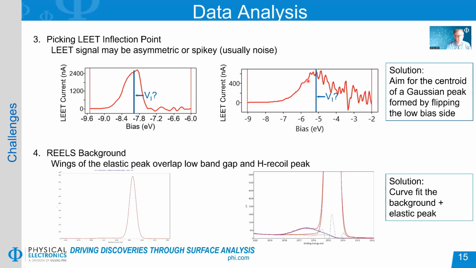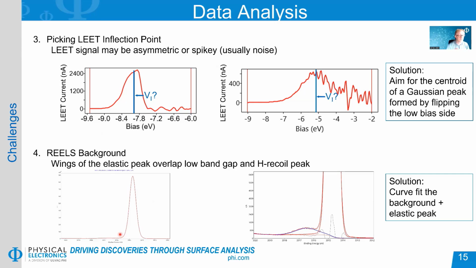And finally, for LEIPS, the largest problem occurs when the elastic peak is broad. So if you're using a LaB6 filament, it's usually very simple to get the elastic peak under around 0.5 eV. With the tungsten filament, it can take a little bit more work. But either way, if you want to measure a lower bandgap material or look at hydrogen, the wings of this are going to overlap with the loss features that you're interested in.